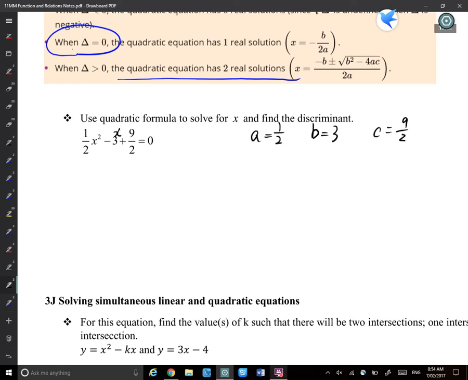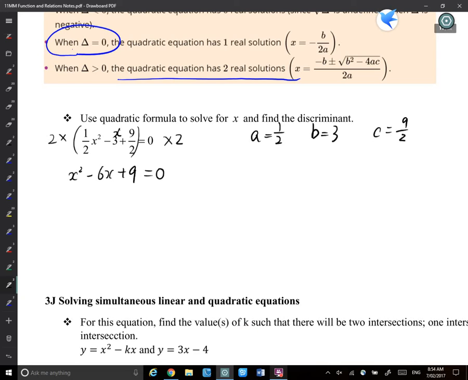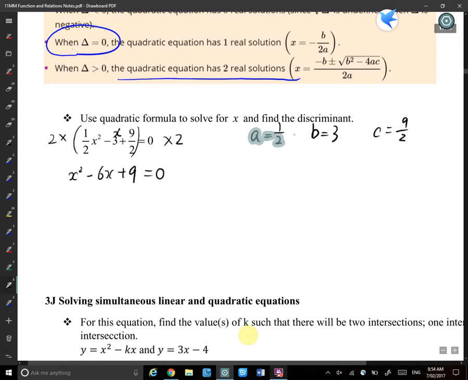So what we can do first is simplify that a little bit. I can times 2 on both sides of this equation. So what I will have is x squared minus 6x plus 9 equals 0. Okay, so it's not necessary to use the original values. If you can reduce the difficulty of the question, that would be great. If you times 2 on both sides of this equation, you can make all the numbers become integers. And now the a, b, c values will change. So a will equal 1, b will be negative 6, and c will be 9.